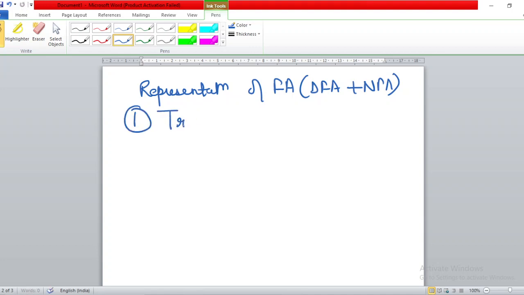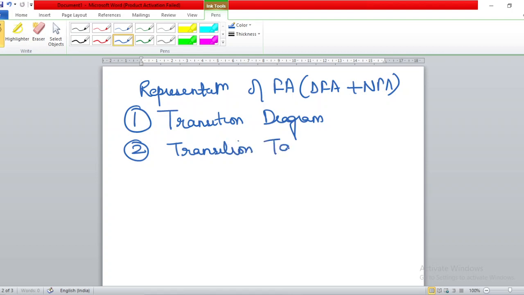First is by means of transition diagram, and the second is by means of transition table. Transition diagram and transition table are two ways of representing your finite automata. Now talk about the first one, that is your transition diagram, which is drawn like this.